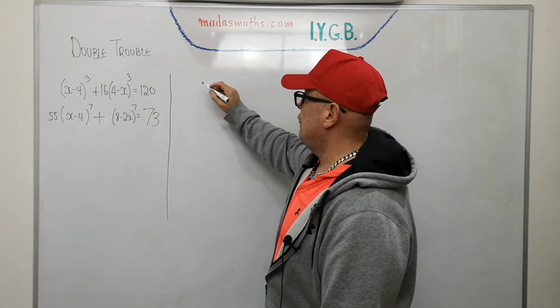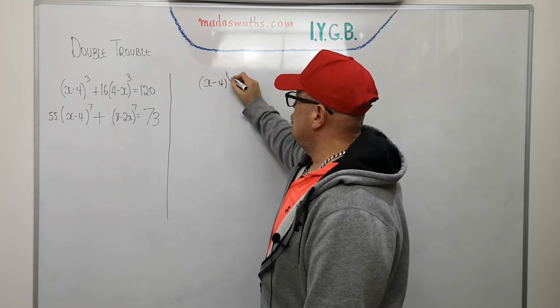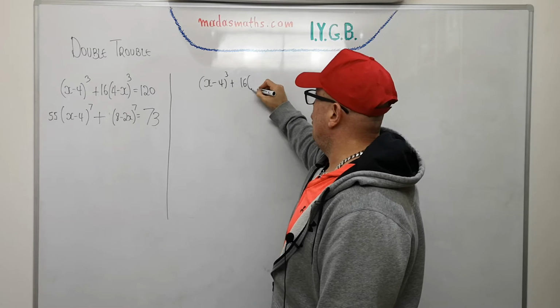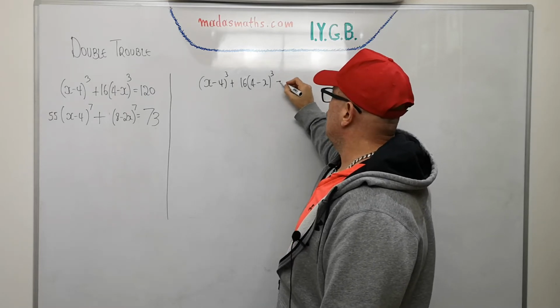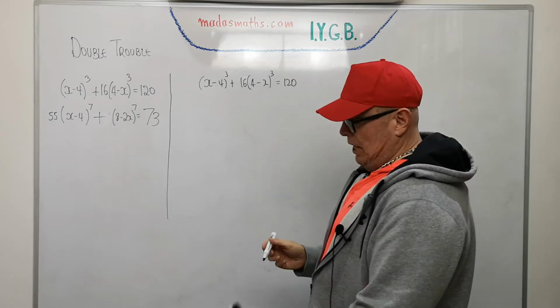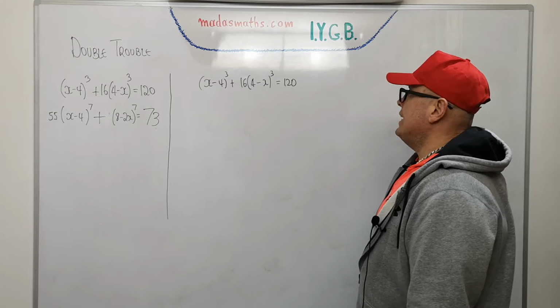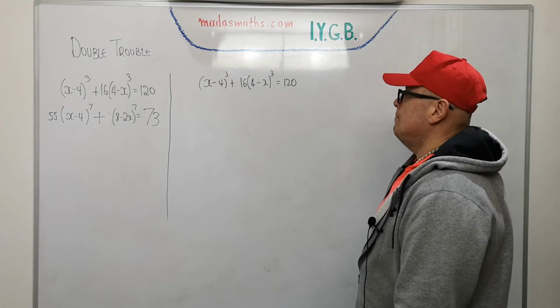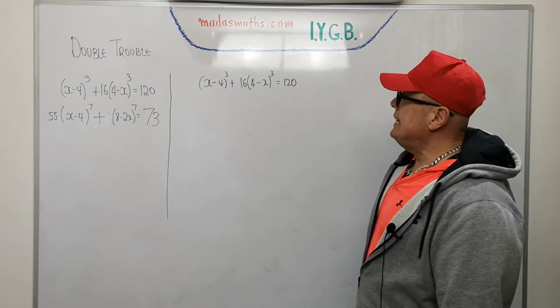So let's look at the first equation. Let me write on the top, x minus 4 all cubed plus 16 lots of 4 minus x all cubed is equal to 120. What's the first thing that comes to our head when we're looking at something like this? Probably expanding these brackets and solving from there. Is that easy to solve?